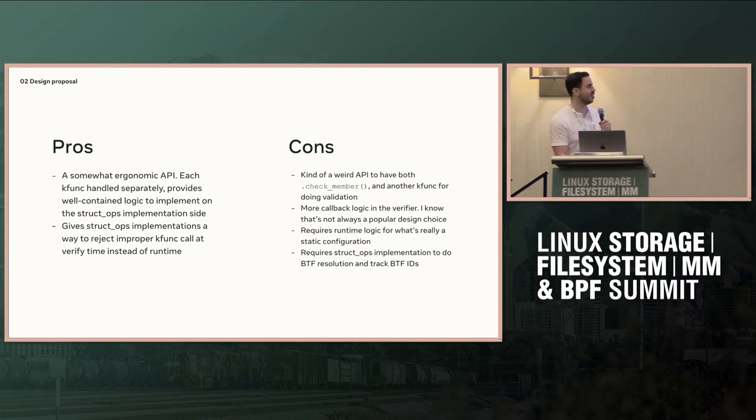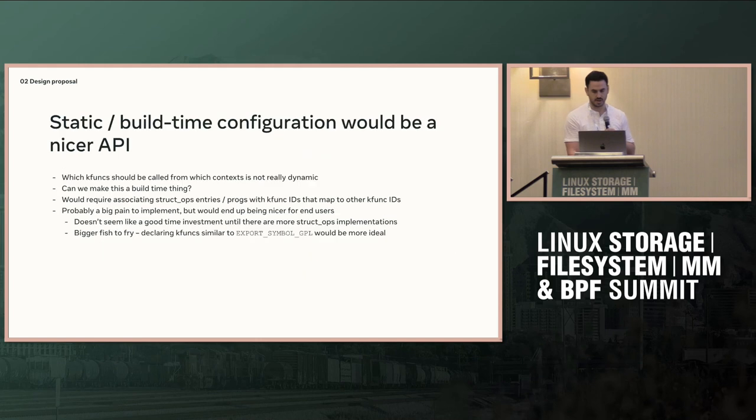I know that some people really don't like that design, and I understand why, but it is kind of what we're using, and so I don't really see any other way that we could do it, at least in the current implementation. The other weird thing, which I'll talk about a little more in the next slide, is that it requires runtime logic for what's really a static configuration. I don't think there would ever be a case where a struct ops implementation would say, for this BPF program you do want to use this kfunc, whereas in the other one you wouldn't. You just always want to map it to this other kfunc in this member of the struct ops program. If we could express that in some kind of build semantics, maybe that would be more ideal and an even better UI for struct ops implementations.